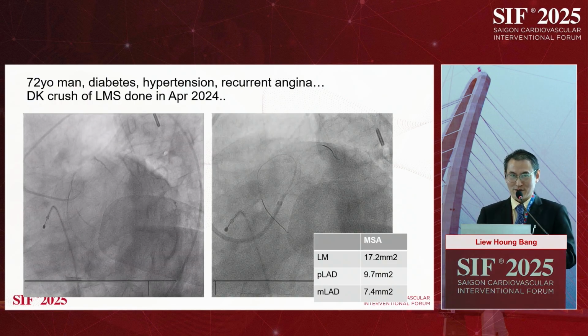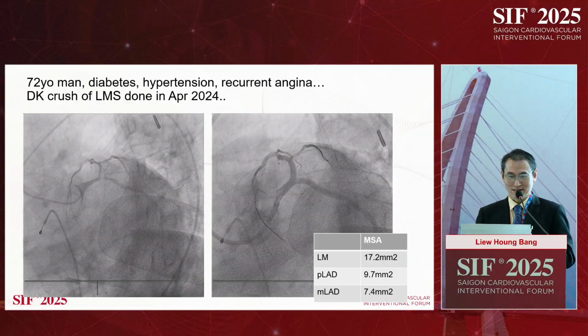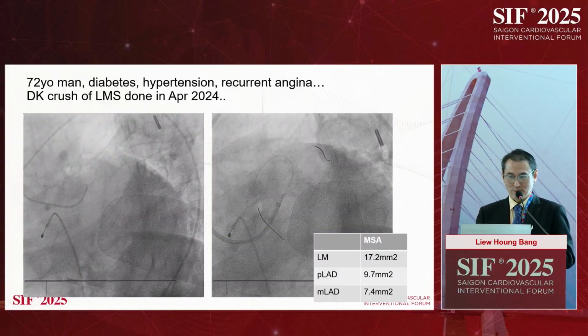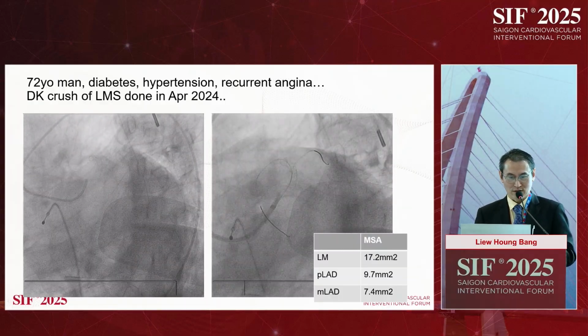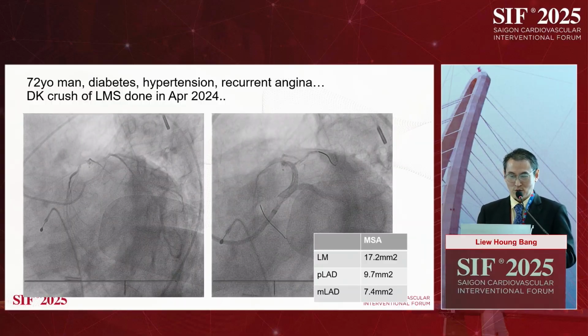I'll show another case now. Earlier on today, we heard about a patient who had two stents and came back with ISR. And I want to show something similar. A 72-year-old with hypertension and diabetes came back with recurrent angina. He had a DK crush stent in April 2024. Okay, it was a beautiful result.